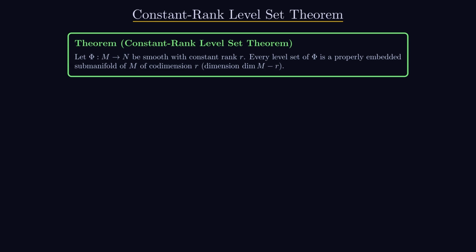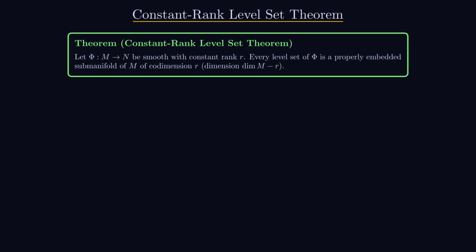If phi has constant rank R globally, then every level set is a properly embedded submanifold of codimension R. The codimension R is exactly the number of independent equations that the level set condition imposes. Since d phi has an R-dimensional image, the level set is cut out by R independent constraints. Fix any C in N and let S be its preimage.